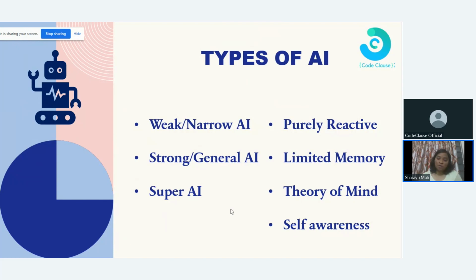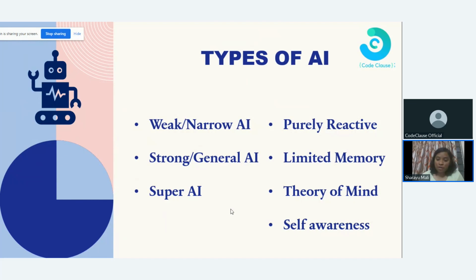As opposed to that, we have limited memory AI. These types of AI systems use some sort of memory to store limited information. For example, self-driving cars. Self-driving cars store information about their environment for a limited period of time, like how the other cars in the surroundings are driving and at what speed, whether there are any pedestrians in front of the car, etc., and take decisions based on that. So this is about limited memory AI.